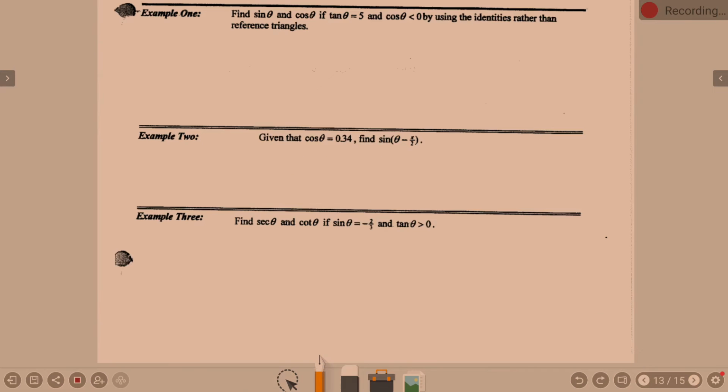Let's look at example 1. It asks us to find sine of theta and cosine of theta if tangent of theta is 5 and cosine of theta is less than 0 by using the identities rather than reference triangles. Okay.